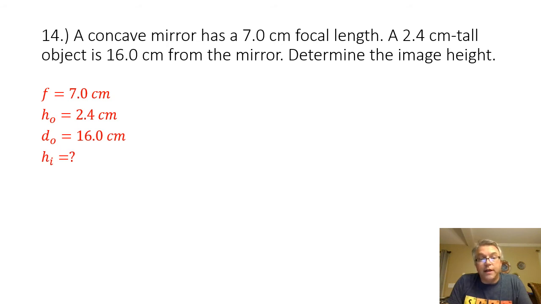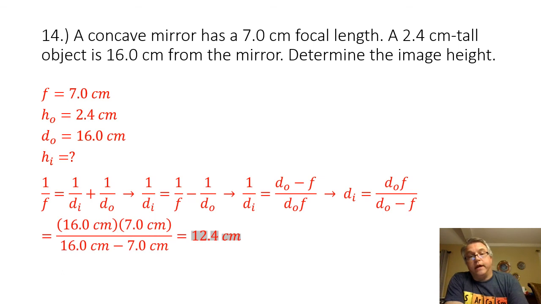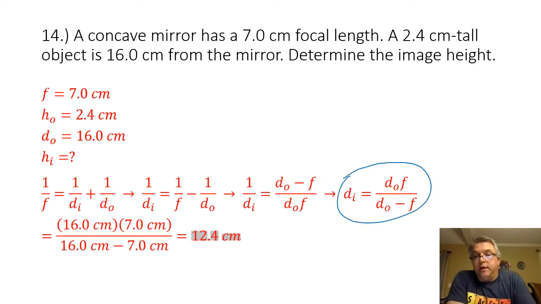So in order to find the image height, I know I am going to need the image distance. It's not explicitly said that I need to find it, but I do need that to find the height of the image. So I'm going to start with my mirror equation. Once again, solving that for the image distance, and doing that is going to give me an image distance of 12.4 centimeters.